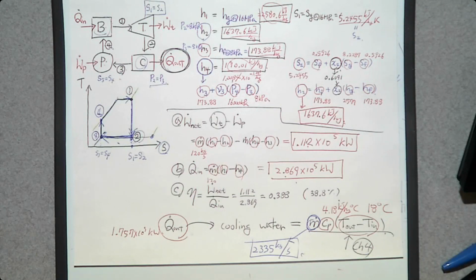Q out is this Q in minus W net. So this one minus this one.